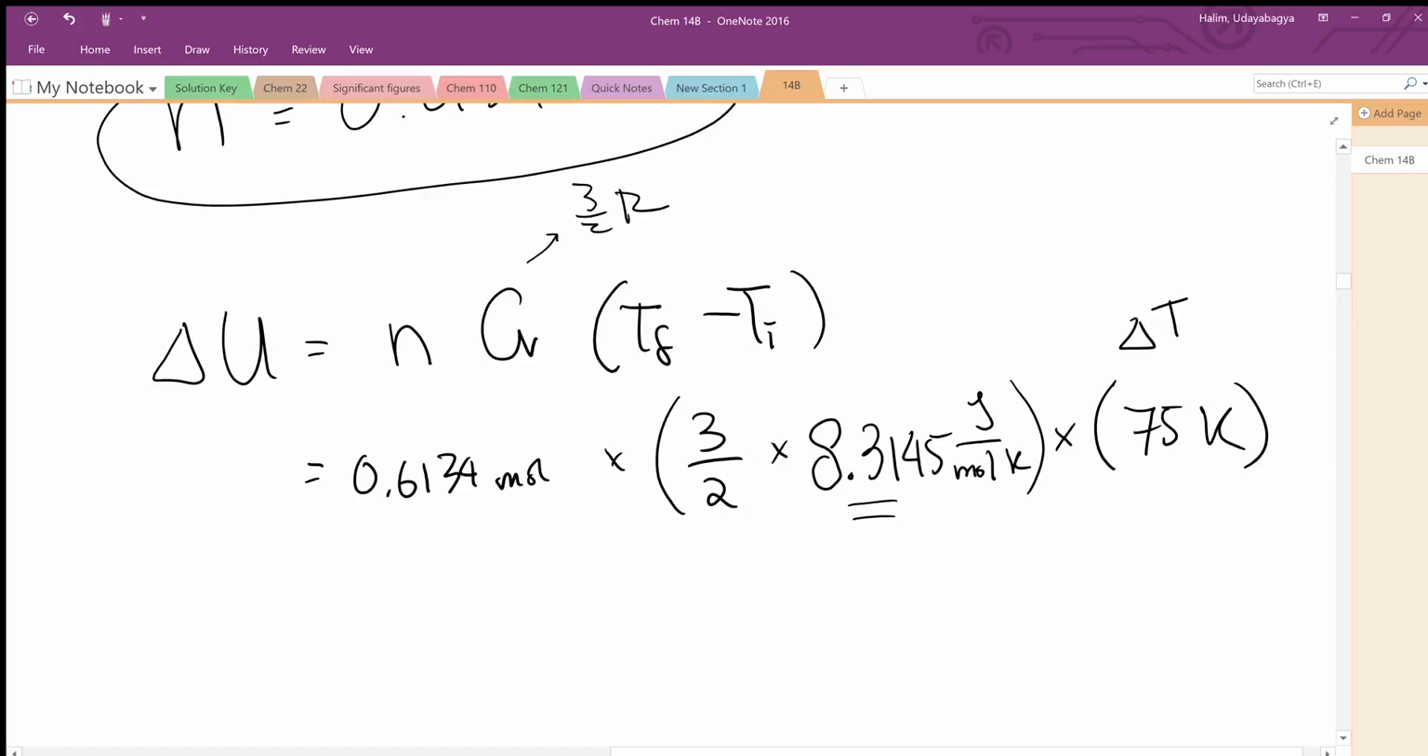Okay, 0.6134 times 1.5 times 8.3145 times 75. So in the end we have, let me cancel all the units while we're at it. Mole cancels out, Kelvin cancels out, so the only unit that we have left is joule. So the change in the internal energy that we calculated is going to be 573.8 joules. Okay.